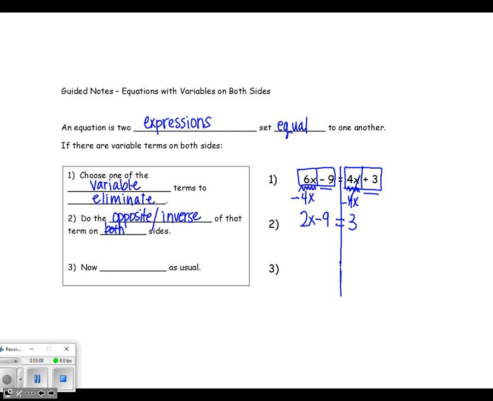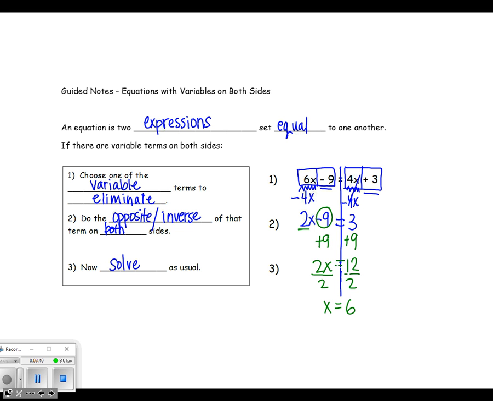And then now solve as usual. So, what is my constant term? It's negative 9. My coefficient is 2. I get rid of the negative 9 by adding 9 to both sides. Gives me 2x equals 12. Then I eliminate this coefficient by dividing by 2 on both sides, and that gives me x equals 6.